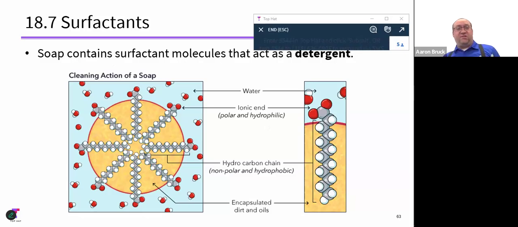And so this is how soap works. This is what soap does. Surfactants act as detergents in a lot of cases. This is basically what they're doing. The soap molecule penetrates the molecule of grease or dirt, puts all the hydrophobic tails in to attach itself to that molecule. That leaves the hydrophilic ionic end sticking out. That's the part that dissolves in water, and it goes down the drain.